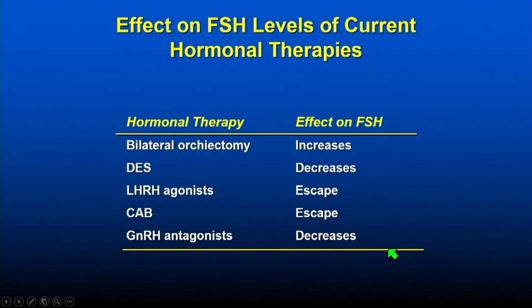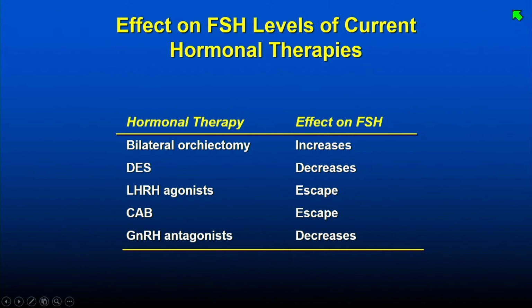Okay, so here are the FSH levels on current hormonal therapies. Following bilateral orchiectomy, FSH levels increase substantially. Diethylstilbestrol, very interesting, causes a decrease in FSH levels, and I was just speaking to Dr. Glaudet at the break, and he's got some very interesting data on the use of DES following all sorts of hormonal therapies that cause important tumor regression and PSA responses in his patient population. One wonders whether that's potentially related to FSH. LHRH agonists initially cause an increase.